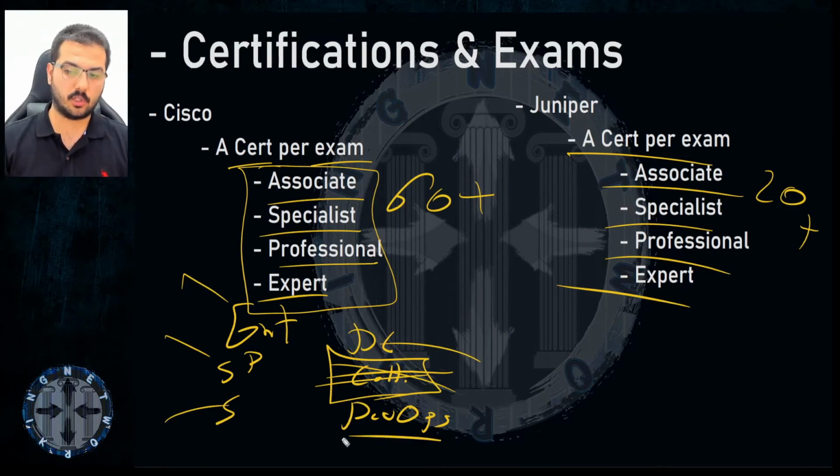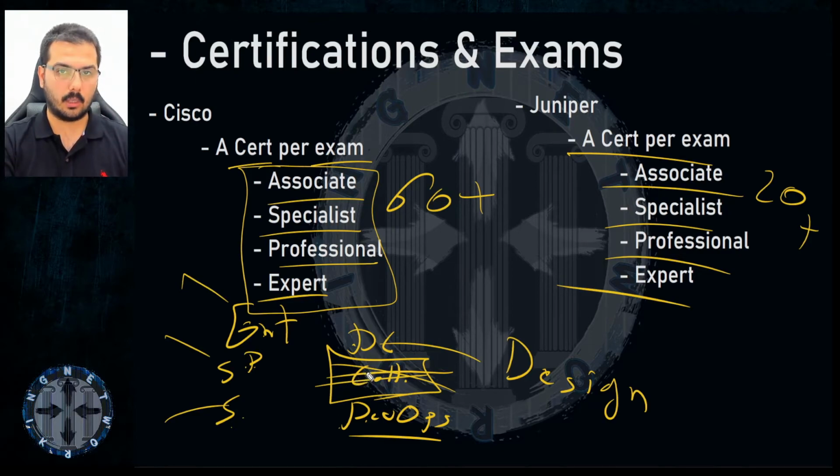When it comes to DevOps, it's also available on Juniper. So Juniper has enterprise, service provider, security, data center, DevOps, and design. This is for Cisco. Juniper as well has enterprise, service provider, security, data center, DevOps, and design. The difference is that Cisco has collaboration while Juniper has no collaboration. Also associate, specialist, professional, and expert, and on and on.